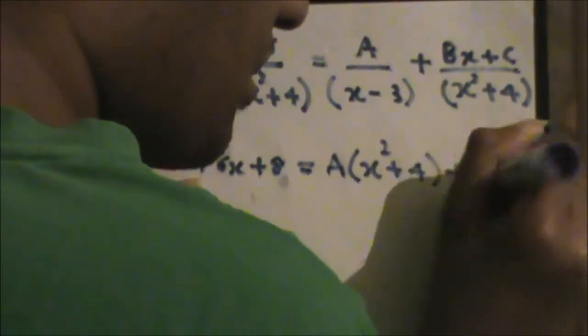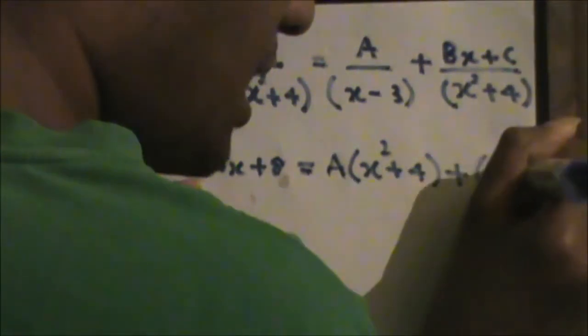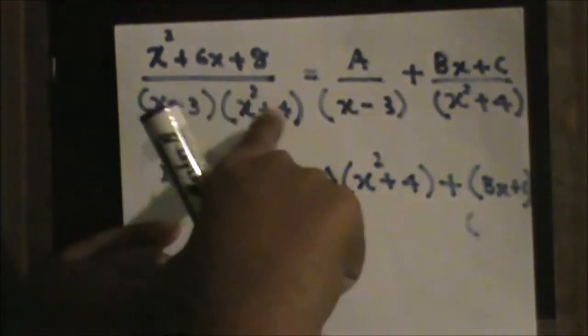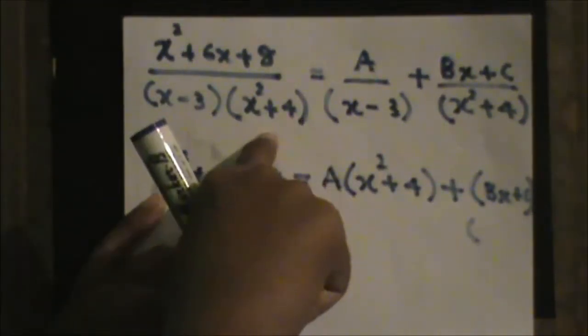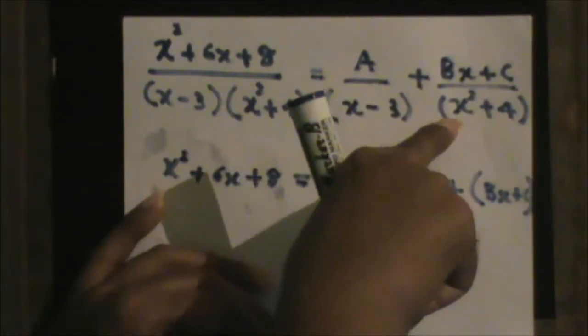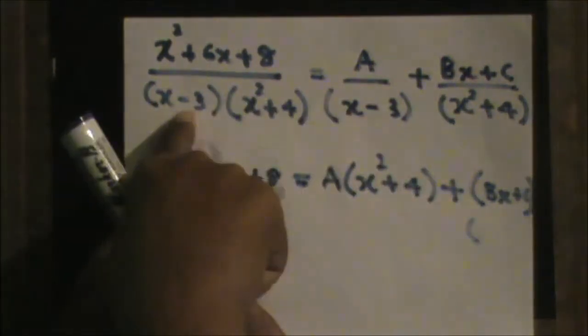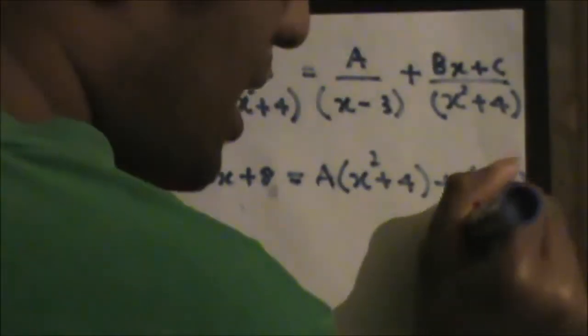plus, now I will take the denominator as it is inside this bracket, bx plus c, right, bx plus c times. Now when I multiply this fraction by x minus 3 times x squared plus 4, this x squared plus 4 will cancel off, and I am left with x minus 3. So here I will get x minus 3.